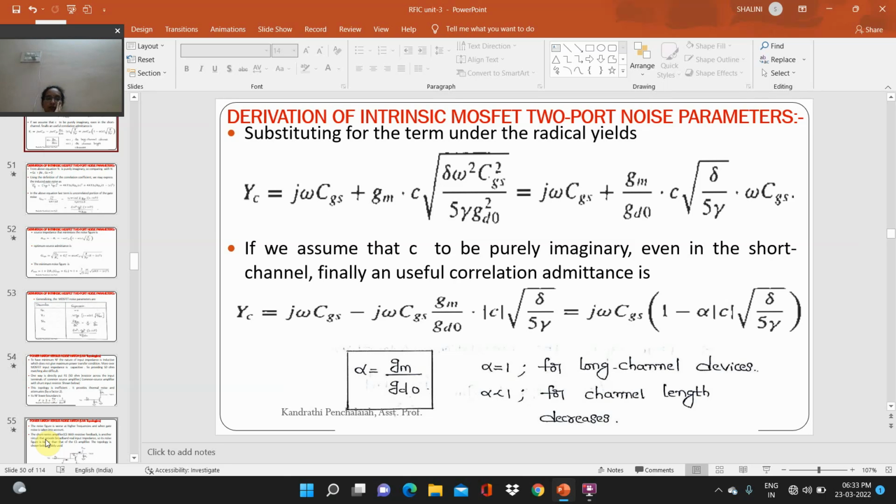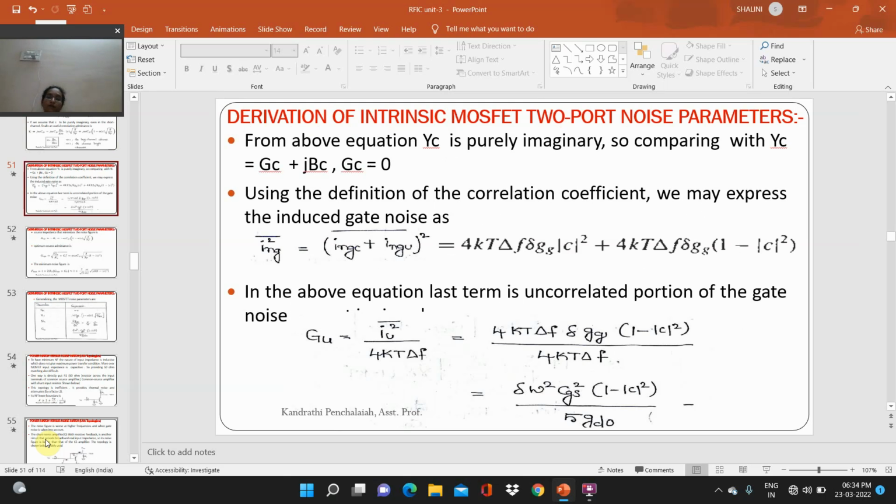Yc is equal to j omega Cgs minus j omega Cgs into Gm by Gd0 into mod c into square root of delta by 5 gamma, which is equal to j omega Cgs into 1 minus alpha mod c square root of delta by 5 gamma. Alpha is equal to Gm by Gd0. Alpha is equal to 1 for long channel devices. Alpha decreases as channel length decreases.